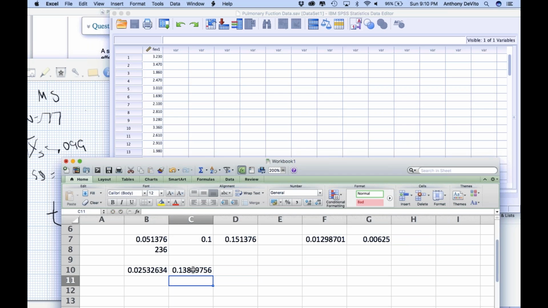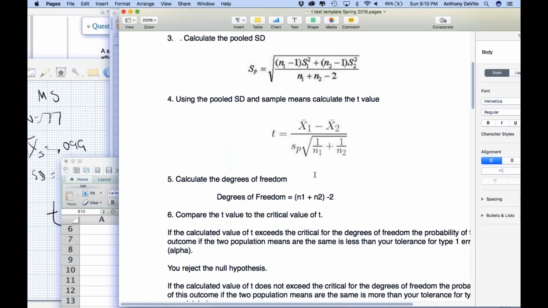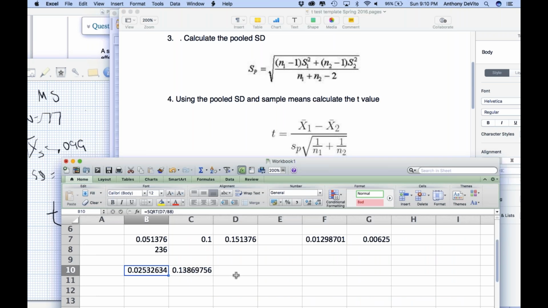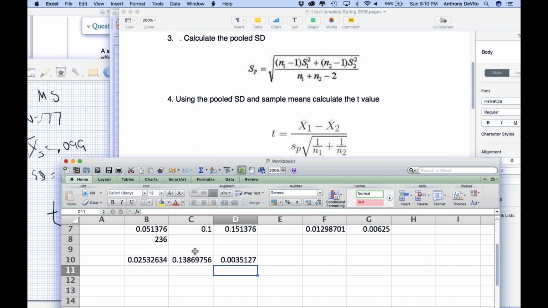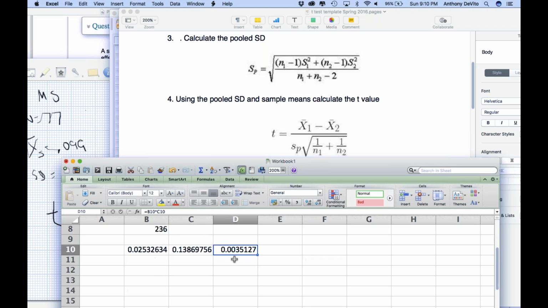Okay, so my standard error is going to be equal to the pooled standard deviation times this value here. So it's going to be equal to this times this. So that's my standard error. Now I want to find how many standard errors apart these two means are.